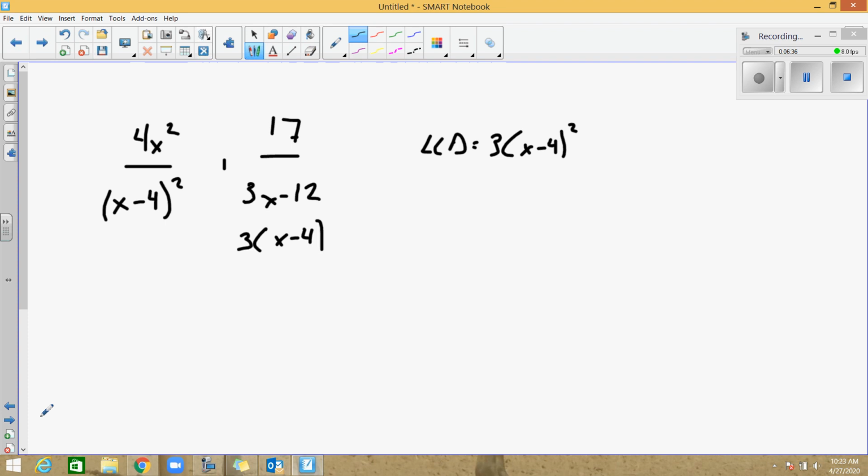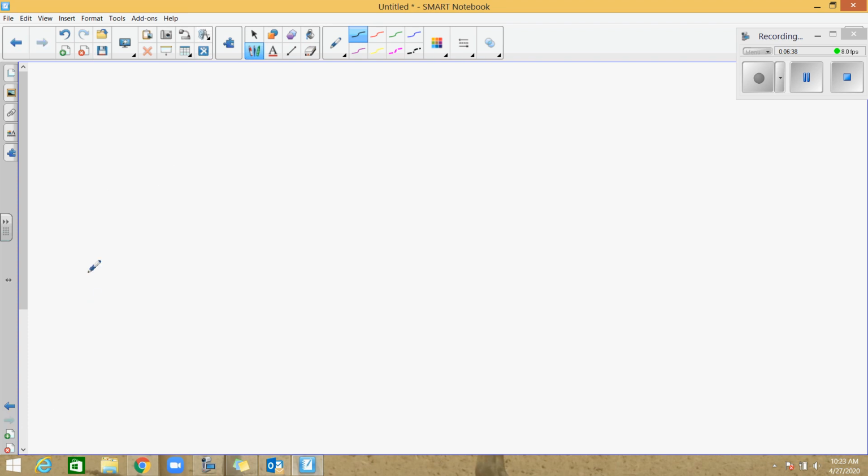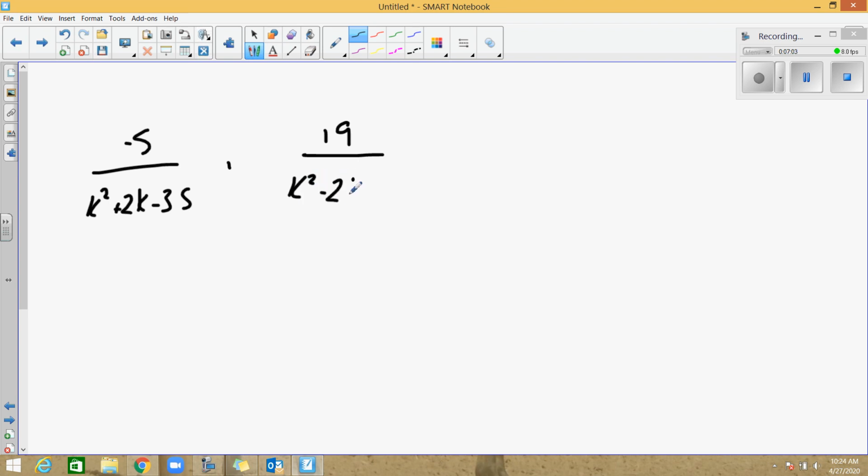Let's do one more problem before we leave. I have a board here that I'm cheating off of, so I'll flip my board because I'm writing sideways. This is -5 over k squared plus 2k minus 35. I also have 19 over k squared minus 2k minus 15. And these factor nicely. The coefficient here is 1, so I can actually go right to my factors. I have a 7 and a 5 to get 2.